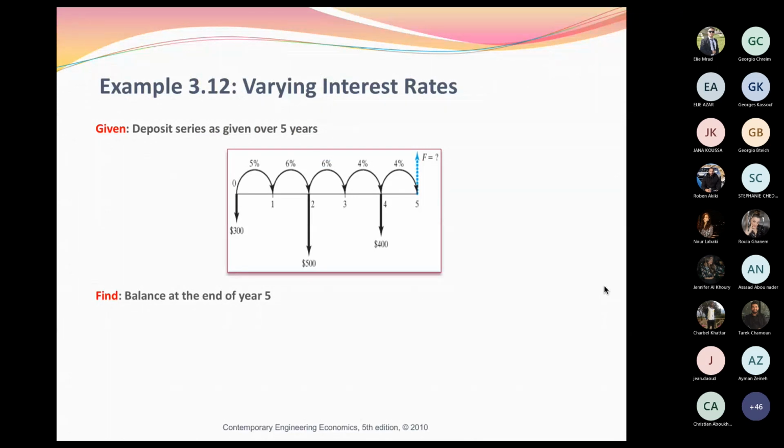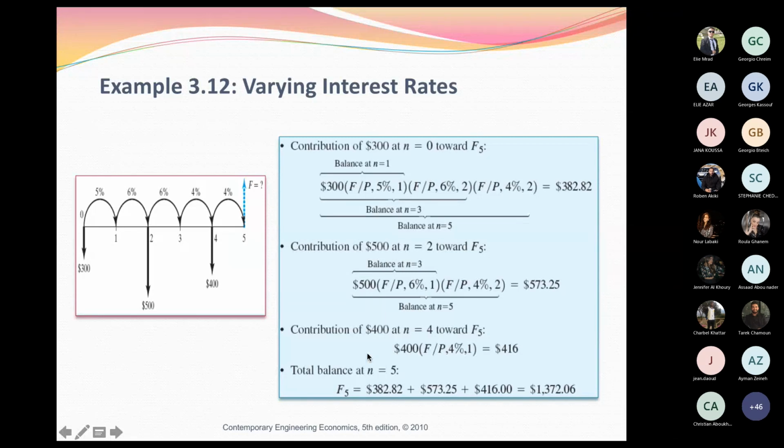I will finish with this example where the interest rates are varying: 5%, then 6% for 2 years, 4% for the last 2 years. It doesn't make a difference, you just make sure to follow the interest rate that you have. $300, F knowing P at 5%. Then F knowing P twice at 6%. F knowing P twice at 4%. I found the value of 300 at F.